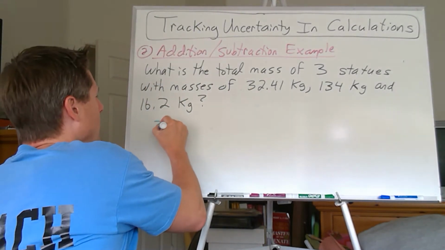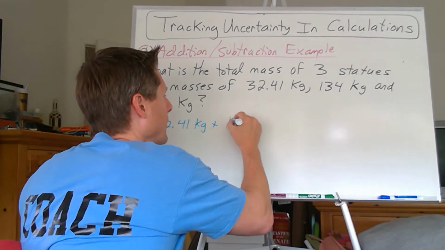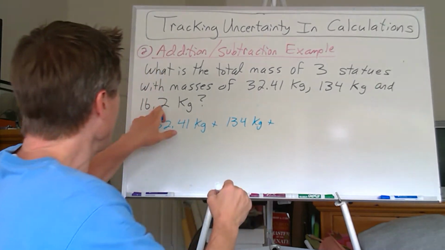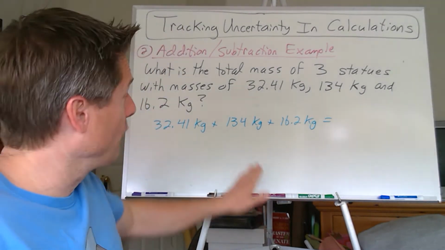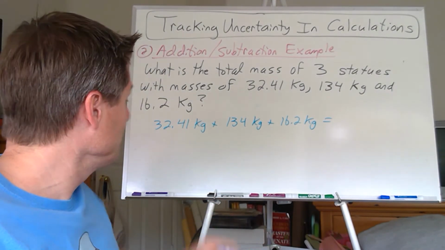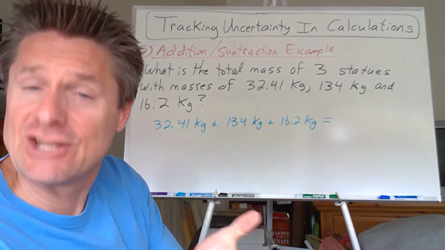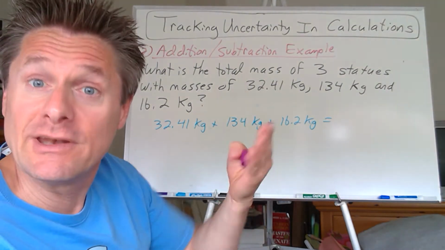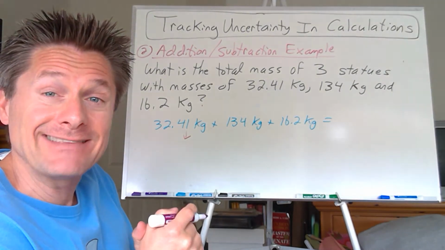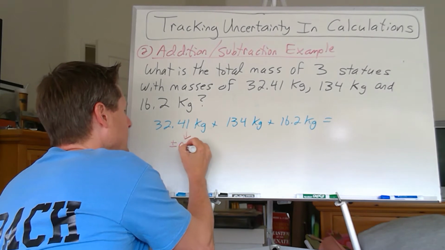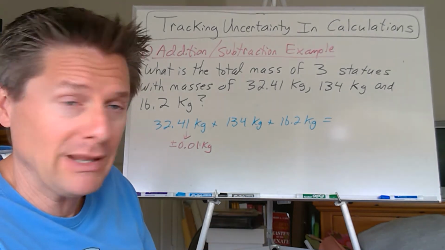Let's take our 32.41 kilograms and let's add that to the 134 kilograms and the 16.2 kilograms. They're all the same units, right? If that was in pounds, we'd have to convert that to kilograms first. Let's take a look at the absolute uncertainty. Ready? Look for the last significant digit, and that is the uncertain digit. Where does that lie? Well, that 1 is the last uncertain digit, and that's in the hundredths place. So this is plus or minus 0.01 kilograms. So the uncertainty is in the hundredths place.